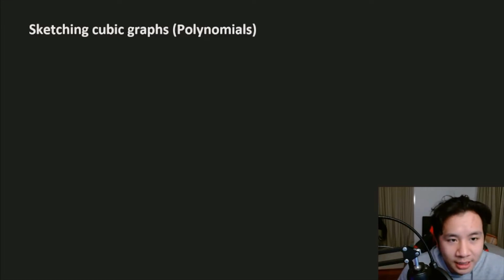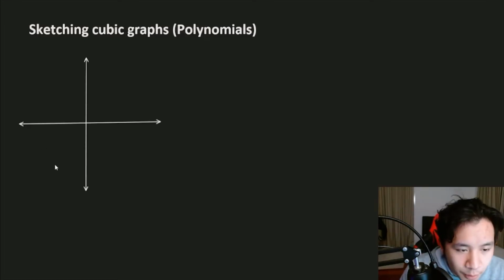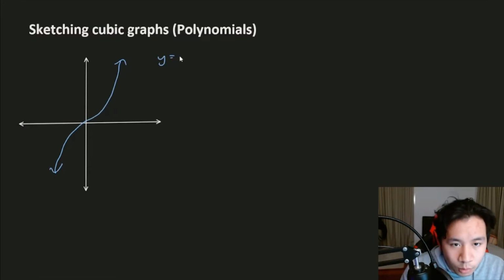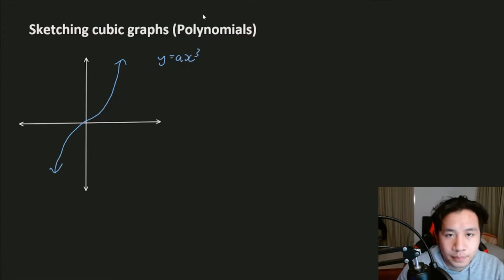All right, let's look at sketching cubic graphs. You might have seen a cubic graph like this. This is of the form y equals ax cubed. But there's also a different type of cubic graph.